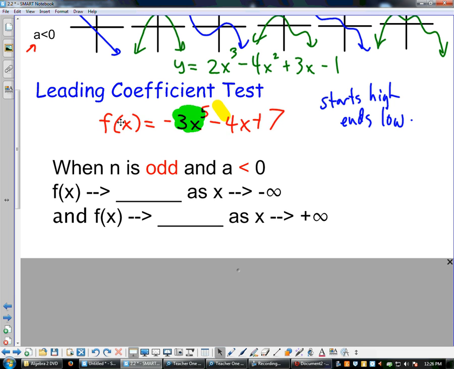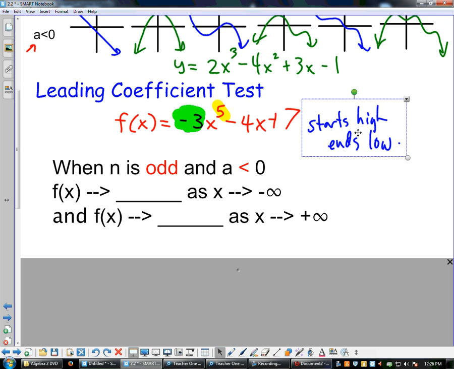This example right here, yes? It's an example where n, which is the degree, is odd, and the leading coefficient is negative. So we said, hey, it starts high and ends low, but you know what? You are sophisticated mathematicians, and you can use notation that will be an intelligent way of writing starts high, ends low. All right, the intelligent notation that you're going to be using is this. f of x approaches what as x approaches negative infinity.